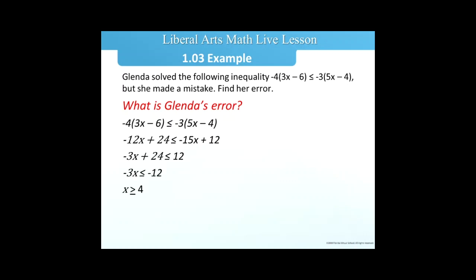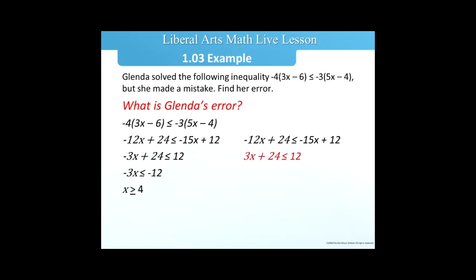So we want to do the same thing that we did for that equation where there was an error that Charlene had made. The first thing we're going to do is distribute that negative 4 on the left and that negative 3 on the right. When we do that, we get negative 12x plus 24 less than or equal to negative 15x plus 12. Keep in mind that a negative times a negative gives us a positive. So this first step, she did correctly.